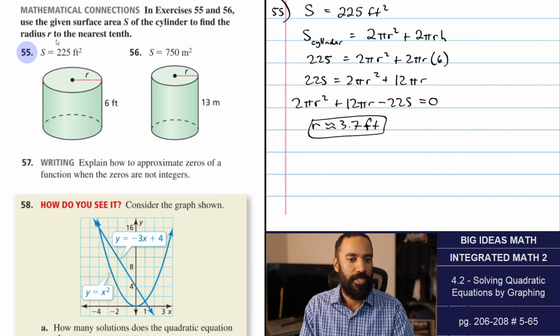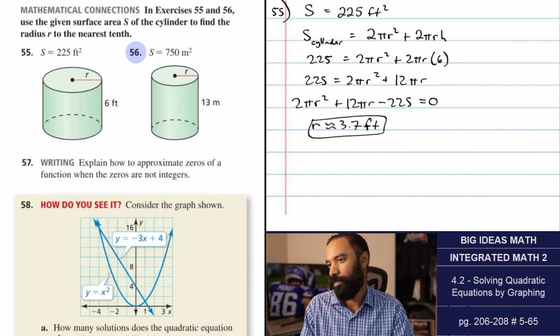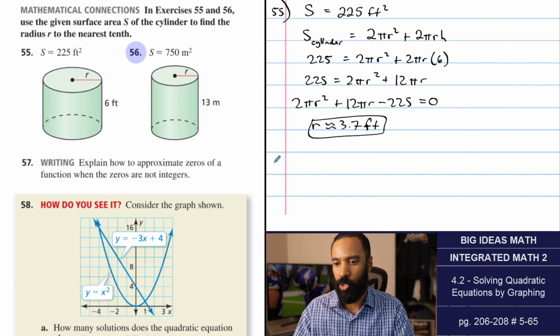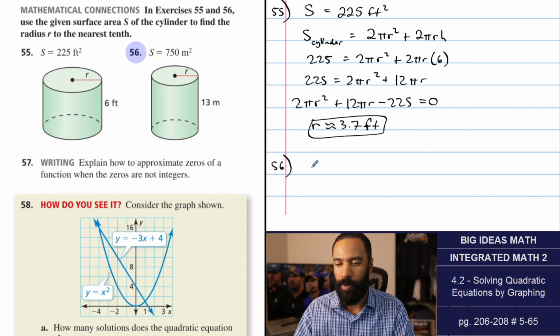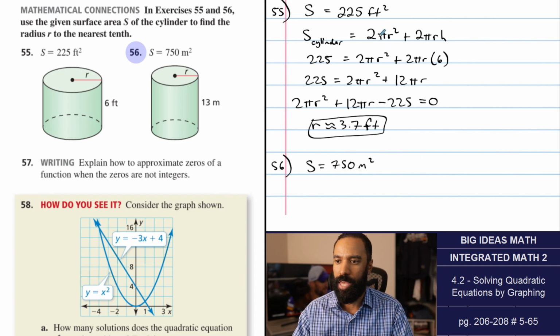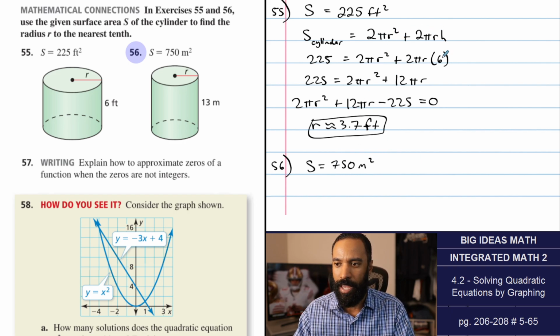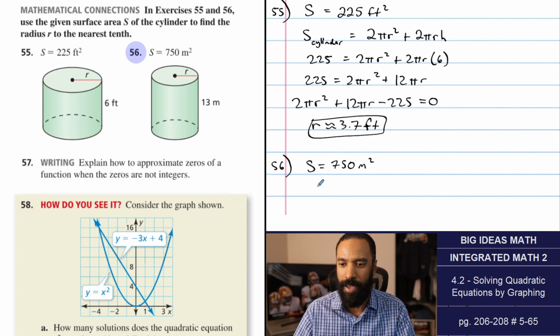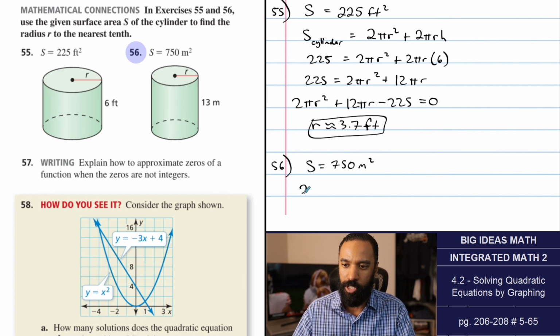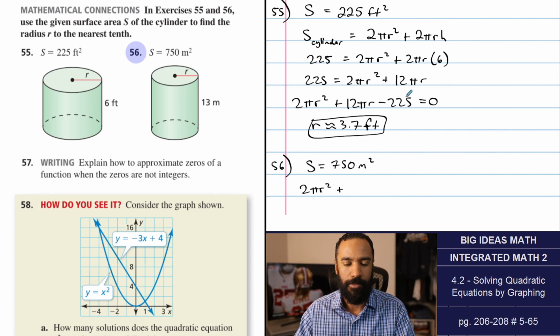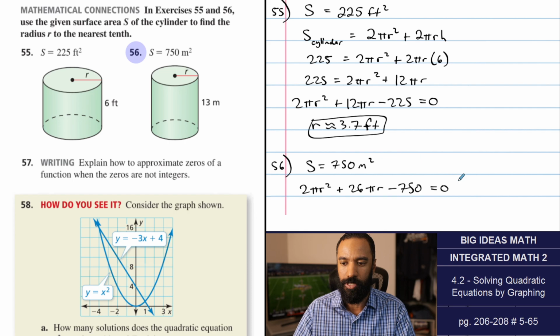Okay, number 56. Same stuff. I could probably find some shortcuts as far as how I write this. The surface area is 750 square meters. So same thing. I don't have to write this part over again, and I can multiply by 13 pretty fast. Let's do 2 pi r squared plus 2 pi r times 13, so 26 pi r, and we subtract the 750 to set it equal to 0.